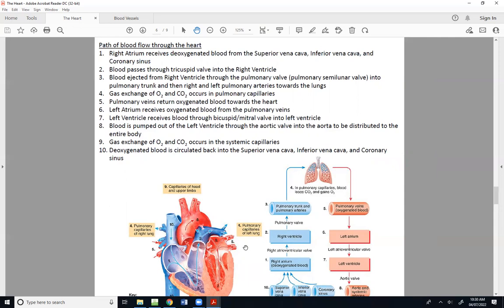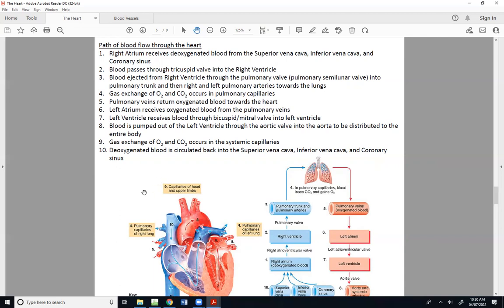Blood comes back in. Now it's oxygenated blood. That's why we see it's shaded red, by way of the pulmonary veins into the left atrium. From the left atrium, blood goes down into the left ventricle through the bicuspid, the mitral or left atrioventricular valve, all the same thing. Then it's ejected out of the left ventricle into the aorta through the aortic valve right there, to be delivered to all of our structures of the body, where we then can perform systemic gas exchange.